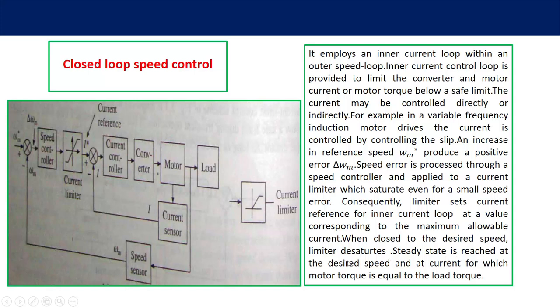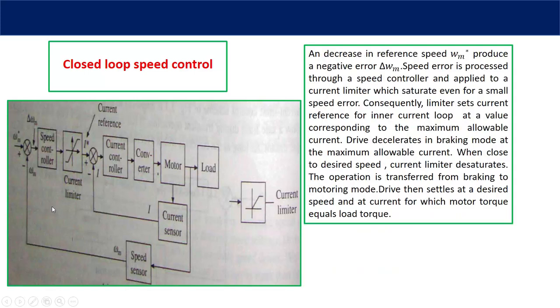Steady state is reached at the desired speed and at the current for which the motor torque is equal to the load torque. Now let's see if the reference speed is less than the actual speed. That means the braking mode of operation we are going to discuss. A decrease in reference speed omega m star produces a negative error delta omega m.